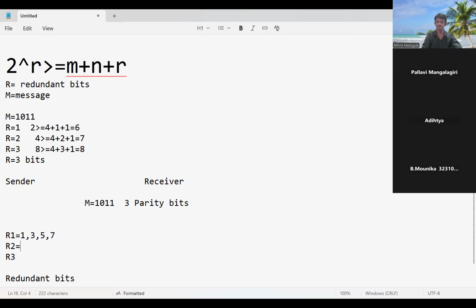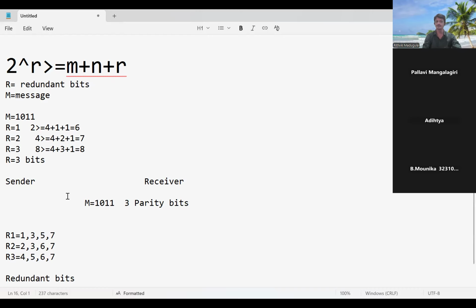R2, what are the positions? Sorry, I mean a 2 bits gap: 2, 3, 6, 7, etc. Now what is R3? I need to go ahead with 4 bits: 4, 5, 6, 7, etc.